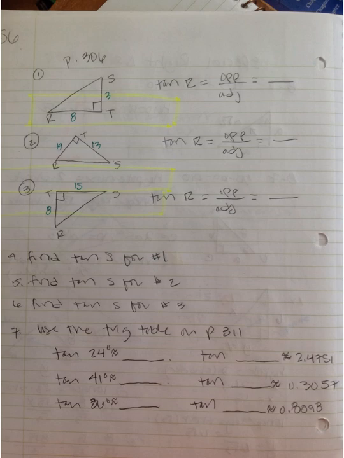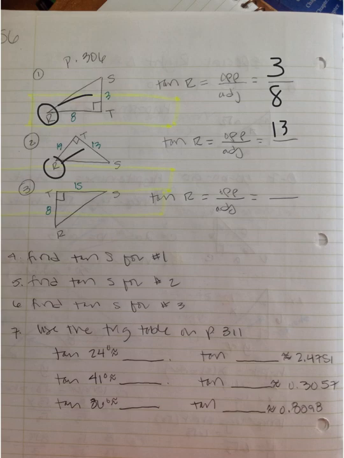So now on these second pages here, this is from the book, page 306, and we're going to work on these. So taking a look at the tan of r, again, opposite over adjacent. So we have the tan of r, here's r. The opposite is 3, and the adjacent is 8. That's all we're doing. For the second one, the tan of R, here's R, the opposite, and the adjacent.